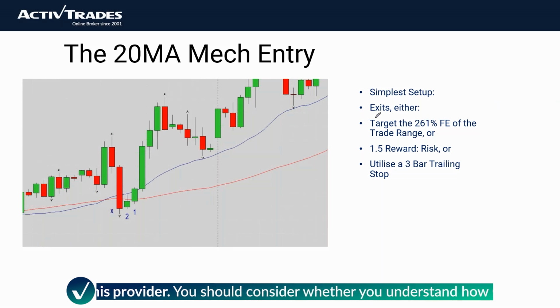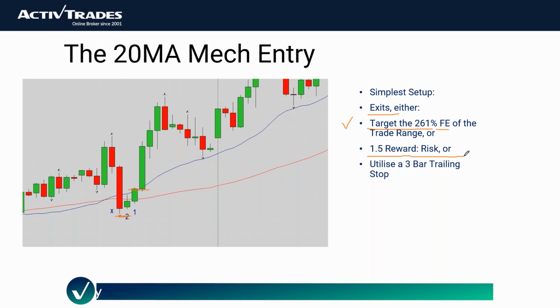And then with that in mind, in terms of our exit, we know what our entry is, we know where our stop loss is. In terms of profitable exits, we either target the 261 fib extension, or fib expansion, of that trade range from where our entry is to our stop loss, or if you just like very simple fixed, then I always suggest a 1.5 reward to risk. Okay, that's what I suggest.